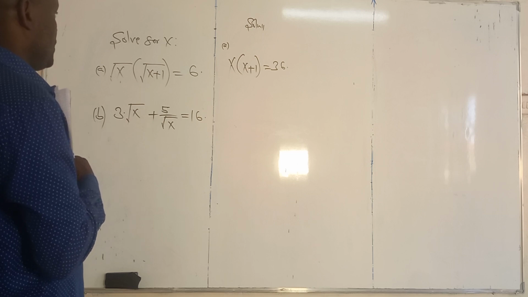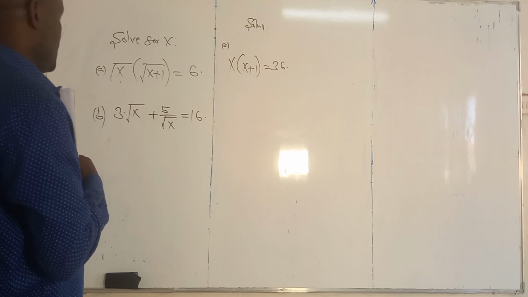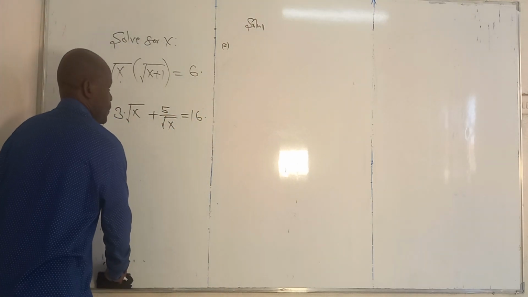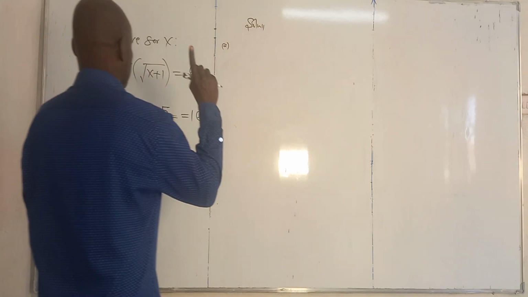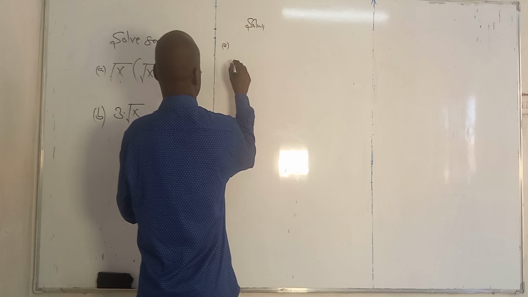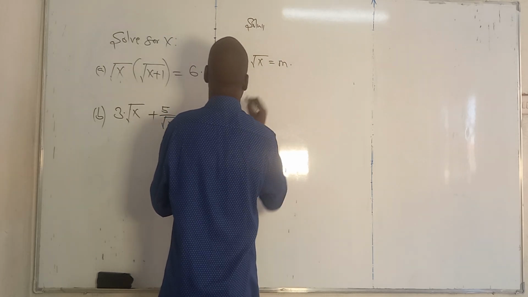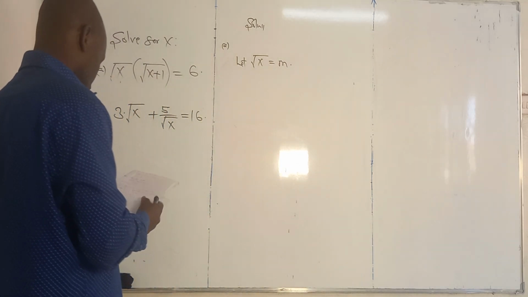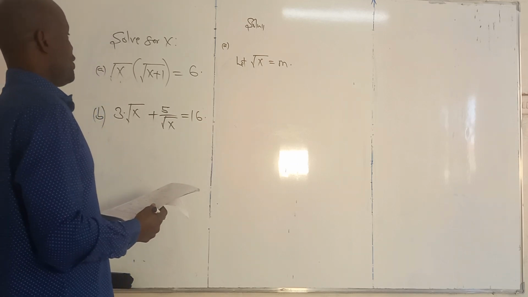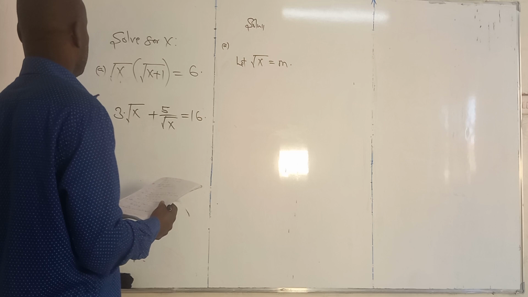Let me drop this approach for now. It's going to look a little complicated. Let root x be m. If we let root x be m, then we have m into m plus 1 is equal to 6.